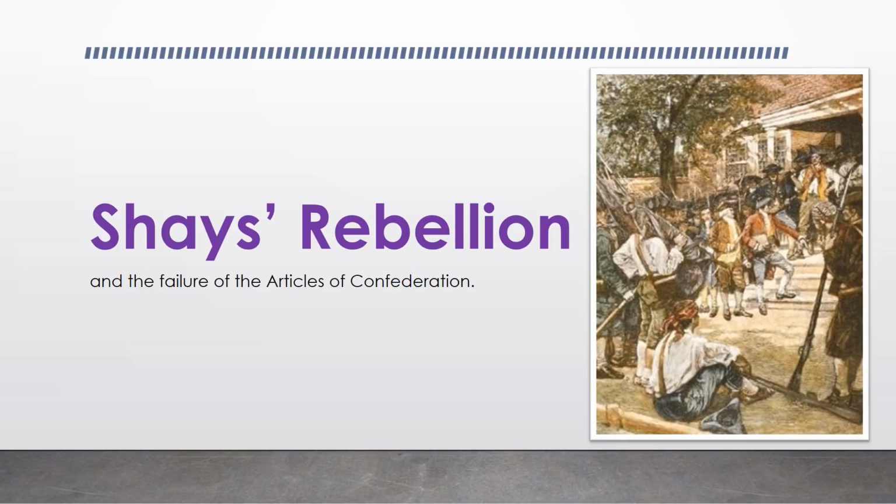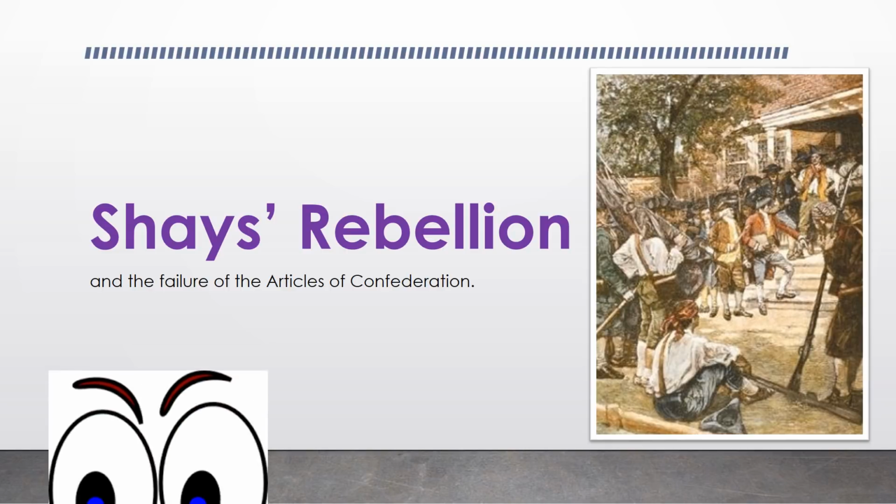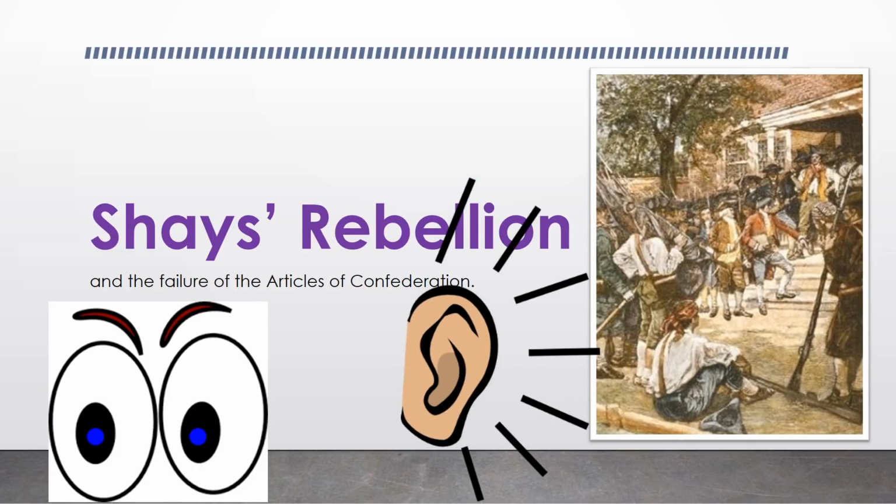In today's homework video, we will be discussing the events of Shays Rebellion and how it demonstrated the failure of the Articles of Confederation. Title your notes, Shays Rebellion, and follow along by copying down the notes color-coded in purple on the following slides. Be sure to listen to the stories and information as well, because I will be asking you to draw a few sketches beside your notes that will prove to me that you actually watched and listened to this homework video. So let's get started.